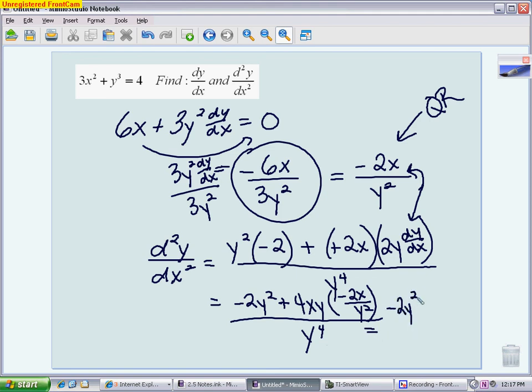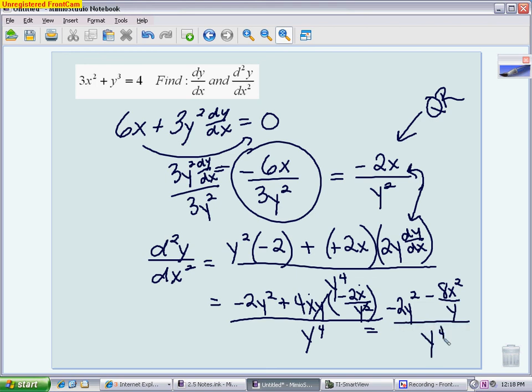You have the negative 2y squared. A positive 4 and a negative 2 give me a negative 8. I have an x times an x, which is x squared. I have a y over a y squared, so you'll cancel this y with one of these, leaving you with just a y in the bottom. And it will all be over y to the fourth.